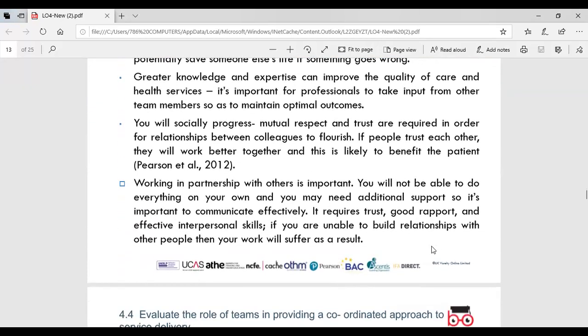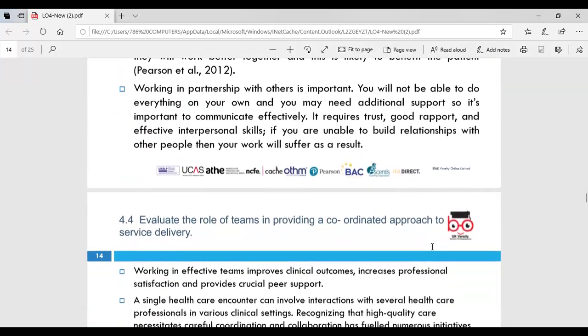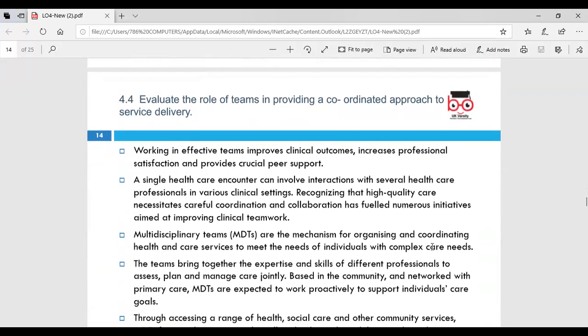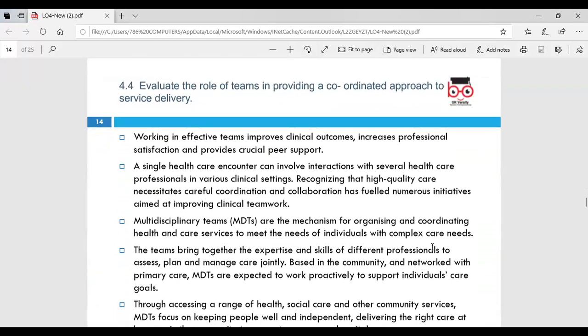Obviously, your ultimate goal is to benefit the patient. So working in partnership with others is very important. Not everything would be done by you, so you will have additional support. It requires trust, good rapport, and effective interpersonal skills to build strong relationships. So here you're evaluating the role of teams in providing a coordinated approach to service delivery.